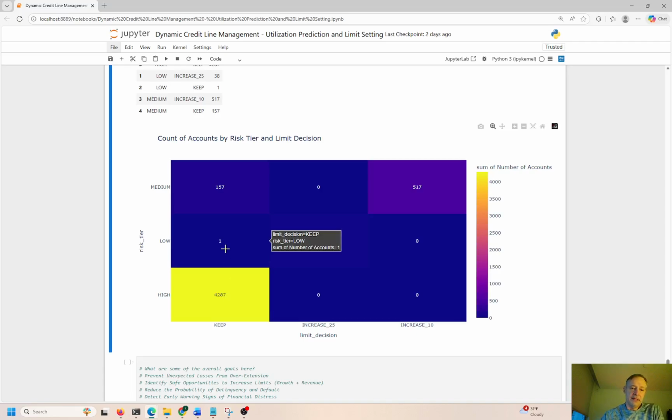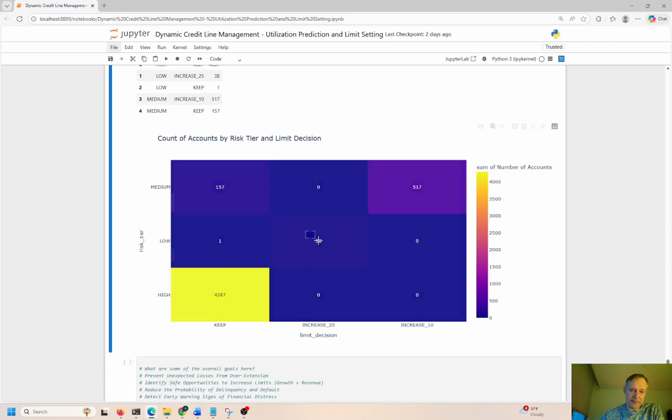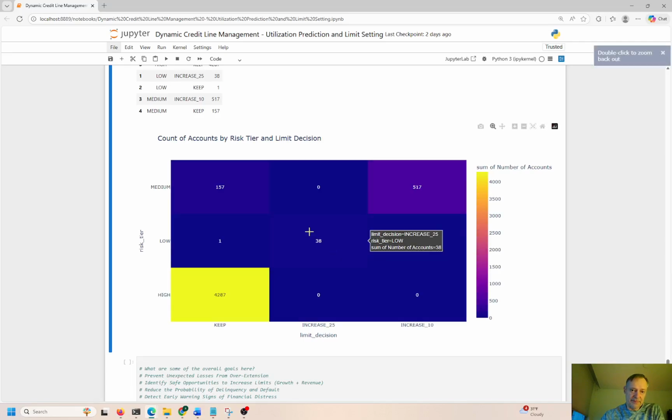If the risk is low, limit decision, we still keep it. If it's medium, some of these we still keep the same. So there's an increase of 25% for the low risk people. We see this right here, 38 people get an increase in their credit limit. For medium and high, it's nothing.